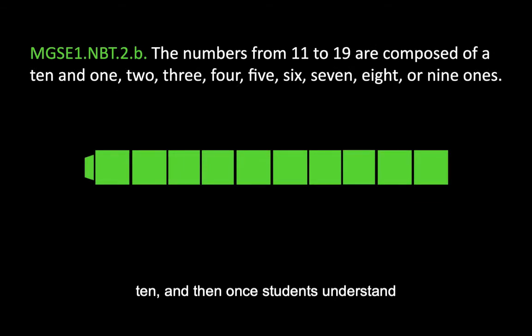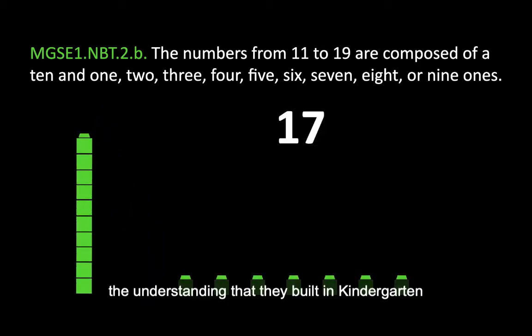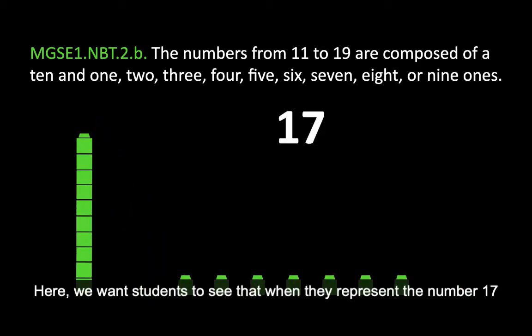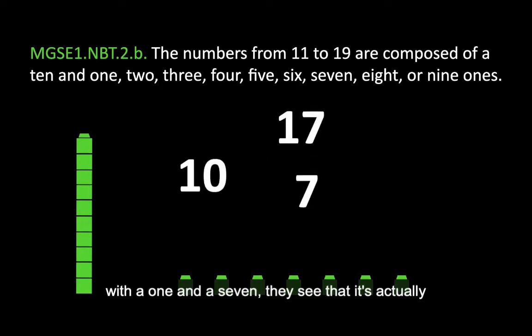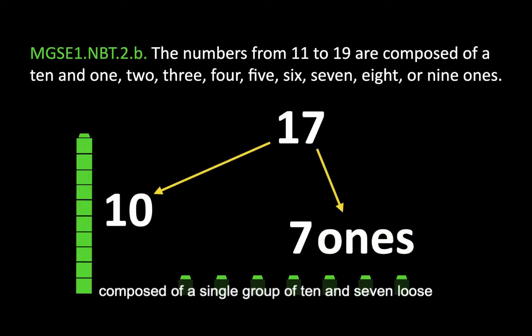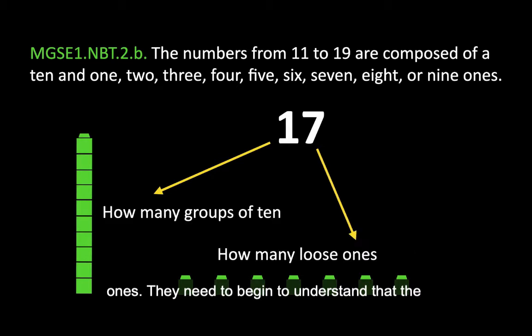And then, once students understand this idea of regrouping 10 ones into a group of 10, they will begin to see that the numbers from 11 to 19 are composed of a 10 and some loose ones. This standard is built on the understanding that they built in kindergarten. Here we want students to see that when they represent the number 17 with a 1 and a 7, it's actually composed of a single group of 10 and 7 loose ones. They need to begin to understand that the 7 in that 17 represents how many loose ones, and the 1 in that 17 represents how many groups of 10.